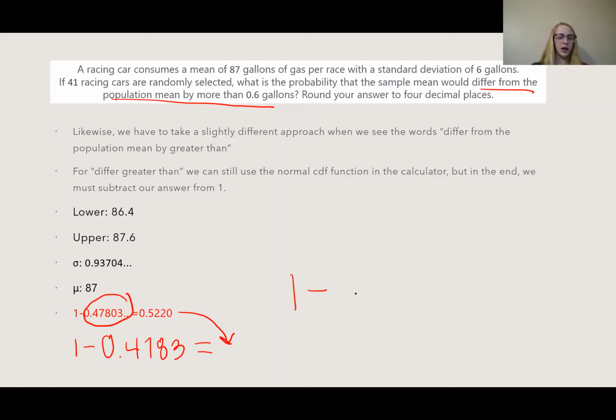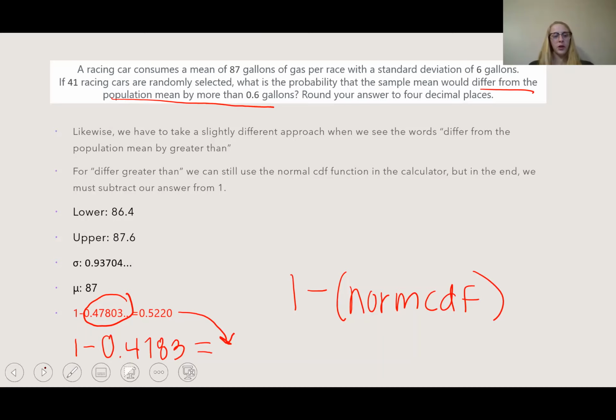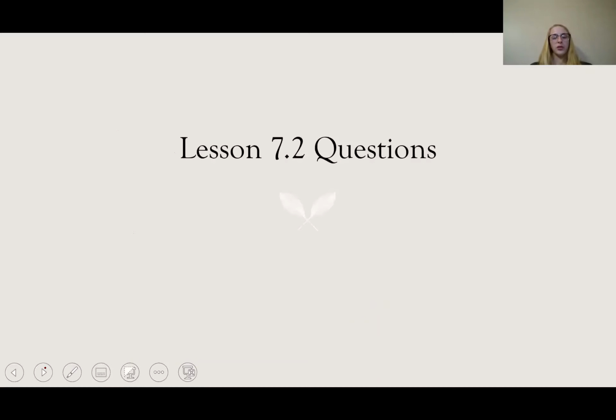Sometimes I'll see it written out as something like this, your 1 minus your norm CDF, and you might be able to input that in your calculator that way too. I usually just get my norm CDF and then subtract it from 1 so I can make sure it came out right. But however you do it, it doesn't really matter as long as you get the right answer. Okay. Those are the 4 main types of problems that you'll see in 7.2. Let's go ahead and move on to the last section in this chapter.